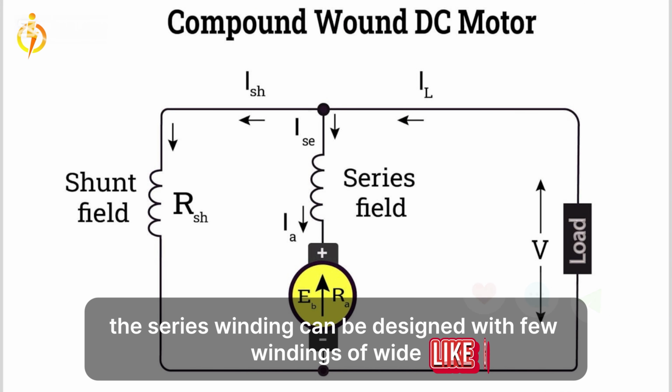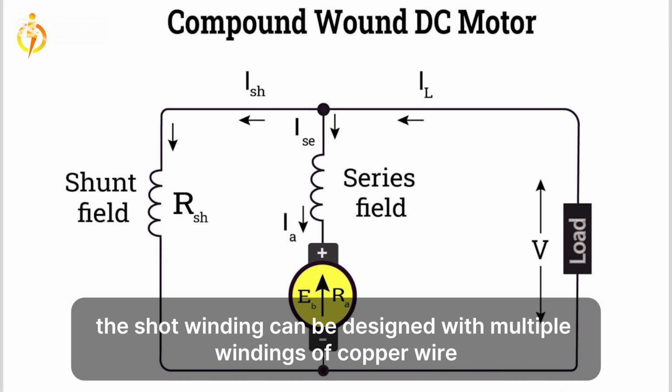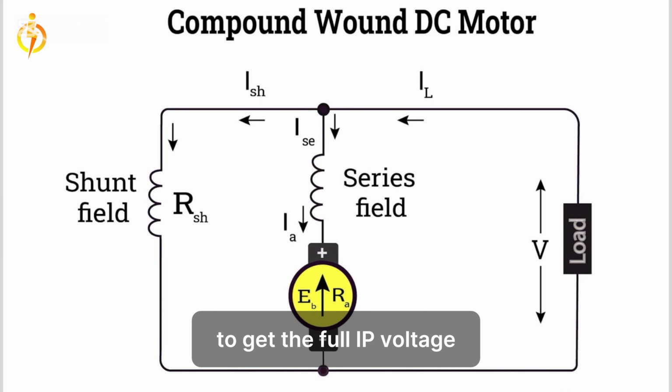The series winding can be designed with few windings of wide copper wire, which gives a small resistance path. The shunt winding can be designed with multiple windings of copper wire to get the full input voltage.